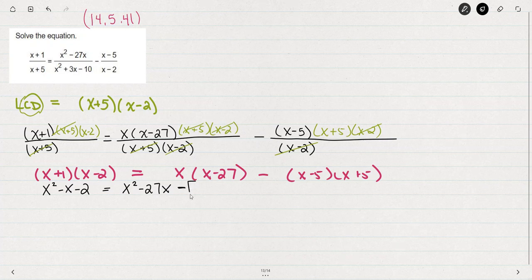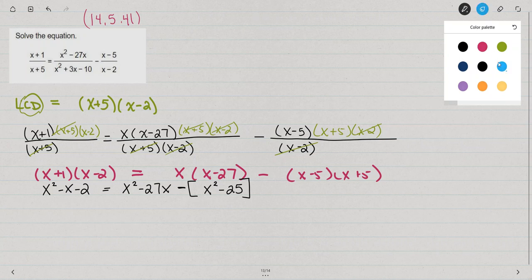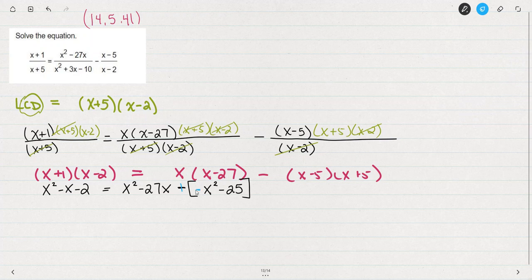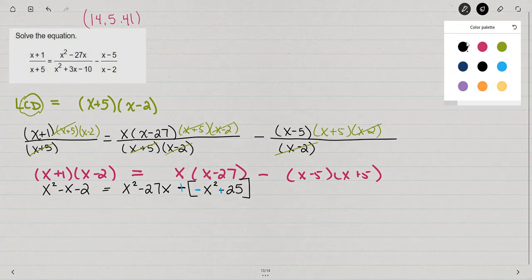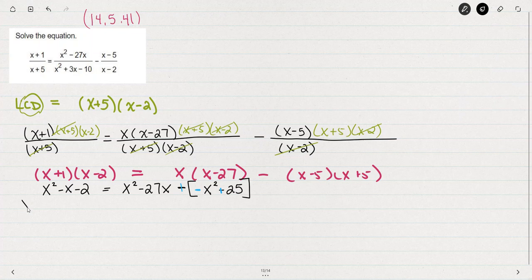Being careful with this minus, we're going to subtract the entire product, x squared minus 25. Now it's a difference, but it was a product with the x squared minus 5x plus 5x minus 25. Be careful with that minus. Change that to adding the opposite. Next I will combine like terms. So I've got x squared minus x minus 2. Nothing combines there. But this x squared cancels out. Minus 27x plus 25.